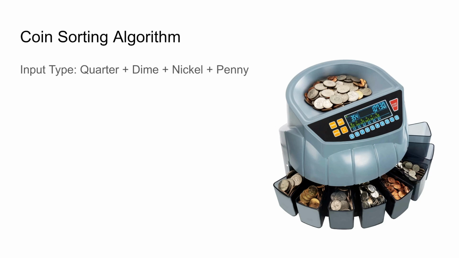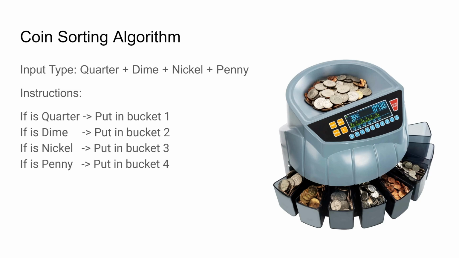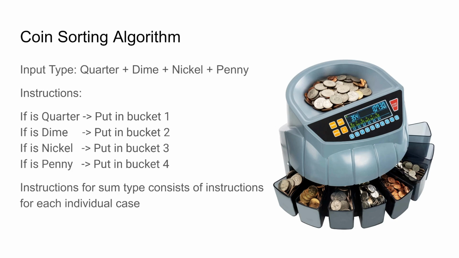And the way that the thing runs, if you have a quarter, you put it in bucket 1, dime bucket 2, nickel in bucket 3, and if it's a penny, in bucket 4. So we've established rules for each of the individual cases, and once you have all of the cases met, then you have instructions for the whole sum. So to supply the instructions for the whole sum, you need instructions for each individual case.